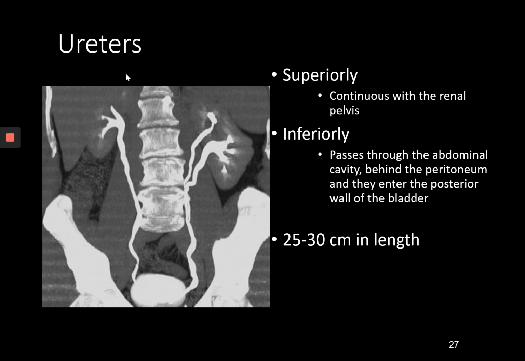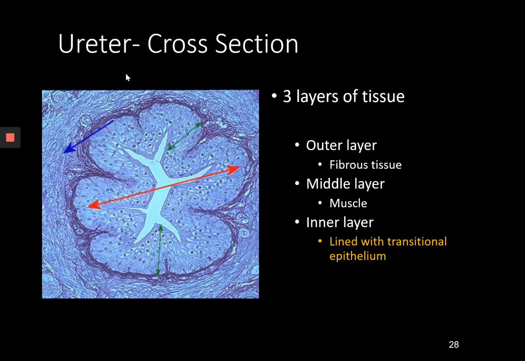So superiorly, they're going to be continuous with the renal pelvis, so they're connected to the pelvis of the kidney. Inferiorly, they're going to pass through the abdominal cavity, so they're going all the way through the rest of the abdominal cavity. They're going to be generally behind the peritoneum, so they're mostly retroperitoneal, and they'll enter the bladder on its posterior. So depending on the individual, they can vary in length, but they're generally about 25 to 30 centimeters in length.